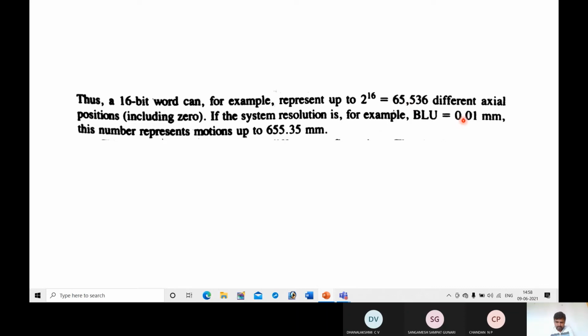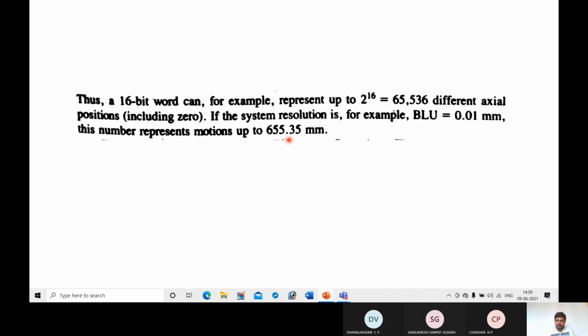So if you want to know to what extent it can store, based on this basic length unit of 0.01 mm, it can store movement up to 655.35 mm. That means 0.01 mm is one incremental position, 0.02 mm is the second incremental position, 0.03 mm is the third incremental position, like that from 0 till 655.35 it can store the values.